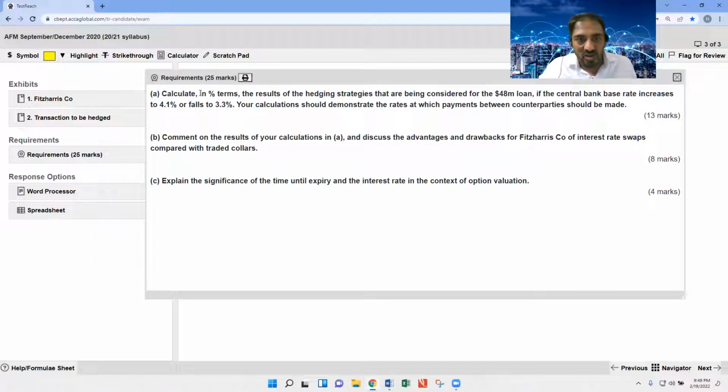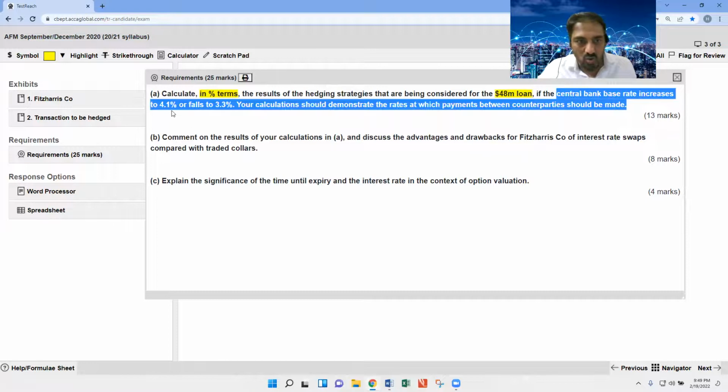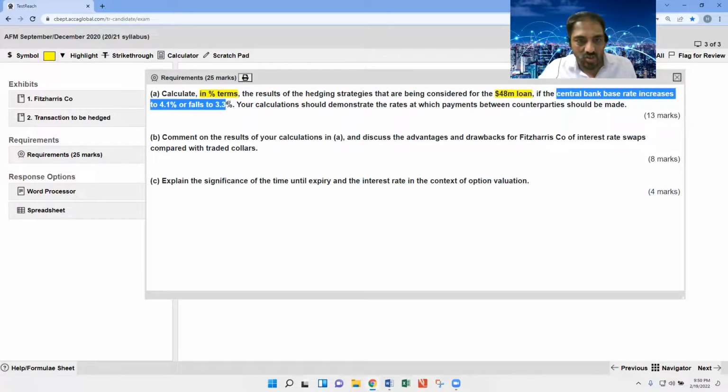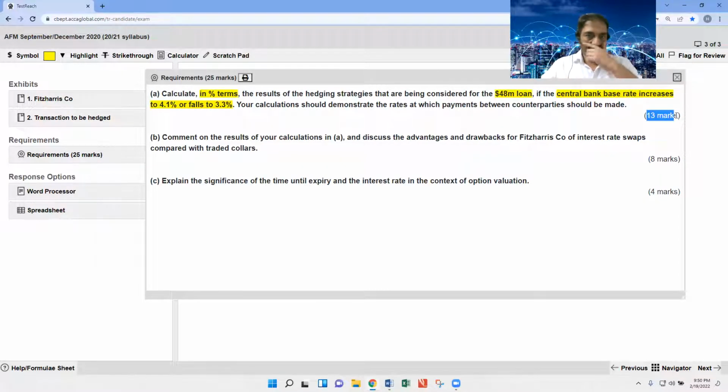Calculate in terms of percentage. Here, the examiner particularly mentioned "in terms of percentage": the result of the hedging strategy that is being considered for the $48 million loan, if the central bank base rate increases to 4.1% and falls to 3.3%. Your calculation should demonstrate the rates at which payments between counterparties should be made. 13 marks.